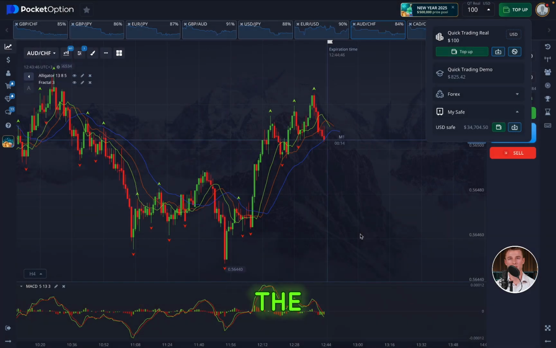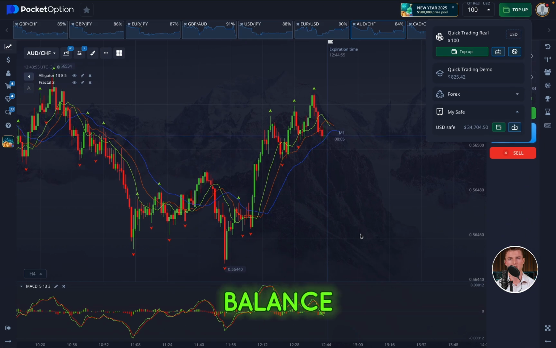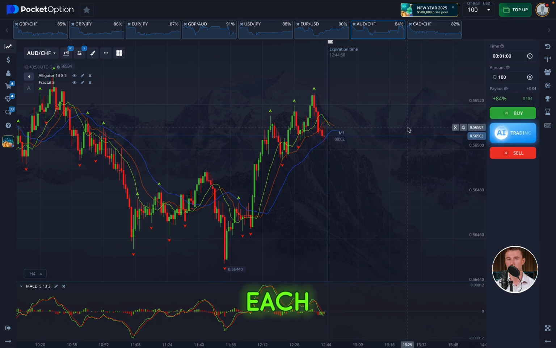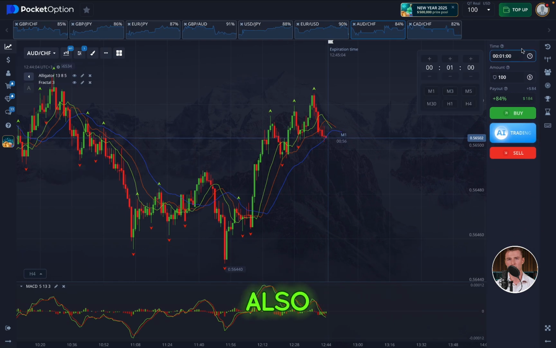So I'm already on the broker. Let's get down to the analysis and start trading today. I have $100 in my balance, and I will open each trade for the maximum amount of the balance. We trade on a 1 minute time frame, and we also have an expiration time of 1 minute.